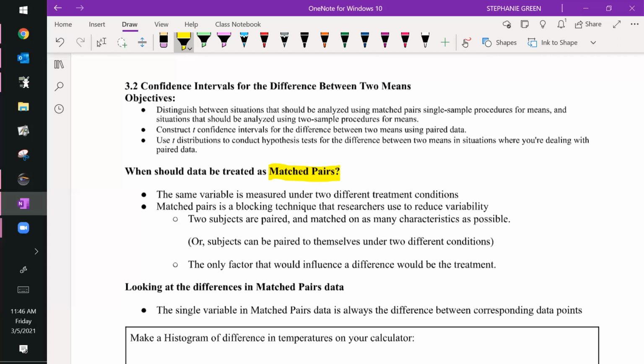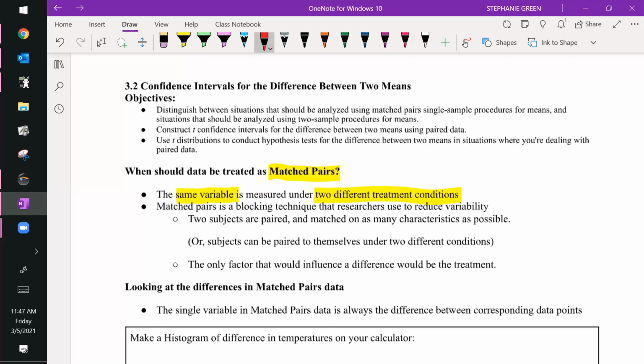So some key things when you're looking for matched pairs, you have to have the same variable measured in both populations. So you can't measure weight of one population and height of another population. They have to be measured the same way. And within the two data sets that we have, they need to be under two different treatment conditions. So a lot of times that'll be like a treatment and a control treatment. Okay, doing nothing is a type of treatment.